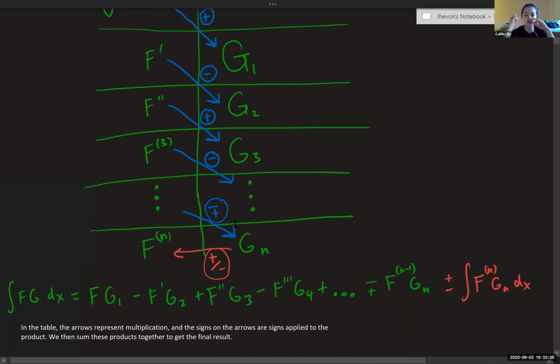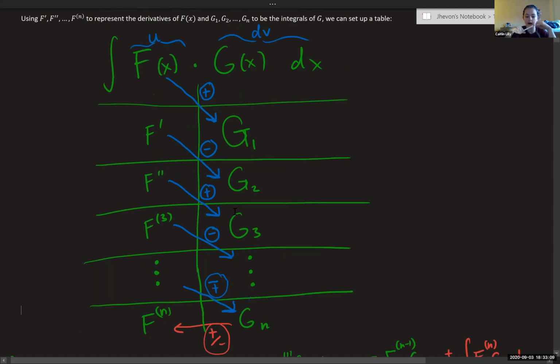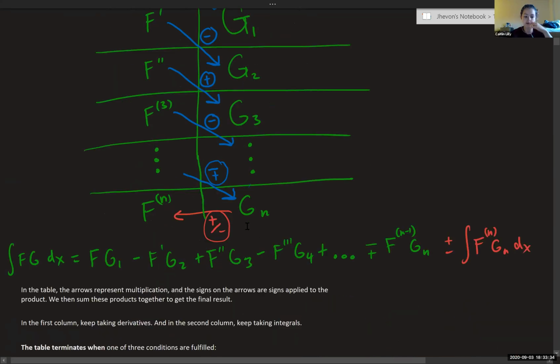Yeah, I have a question. So you do F G1, and then minus F prime G2. I was just confused on the table, where the plus goes. Yeah, the plus attaches to this arrow. Okay, so the labeling goes before each arrow. Yeah. So it starts out with a plus F times G1 minus F prime times G2 plus F double prime times G3, etc. Perfect, thank you.